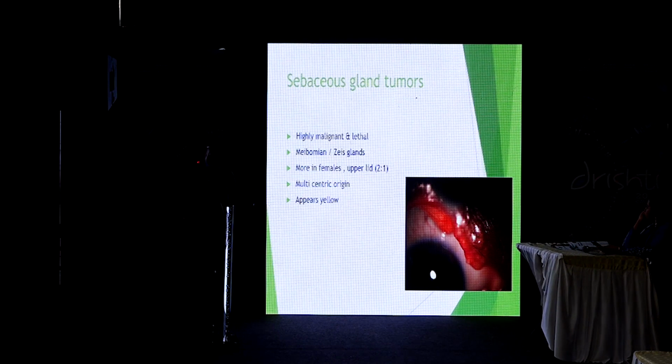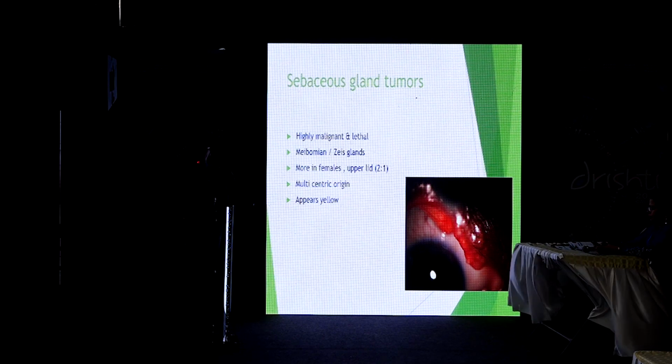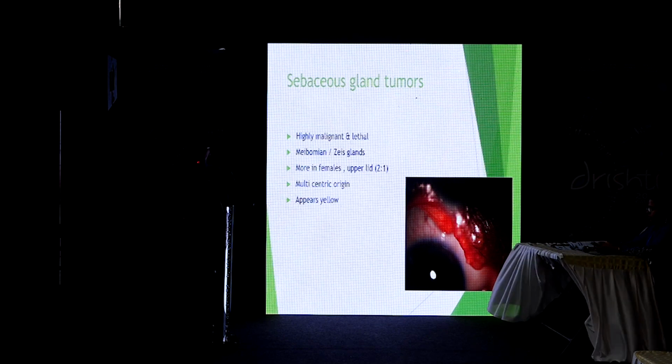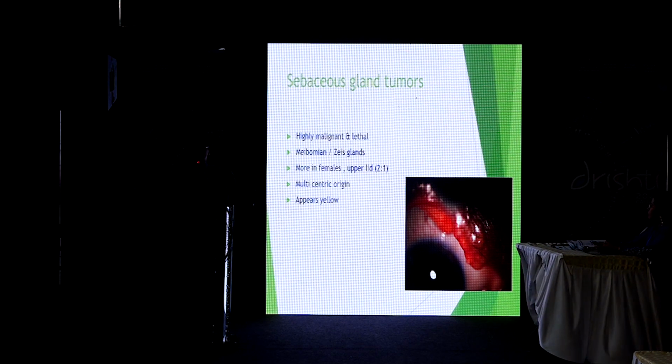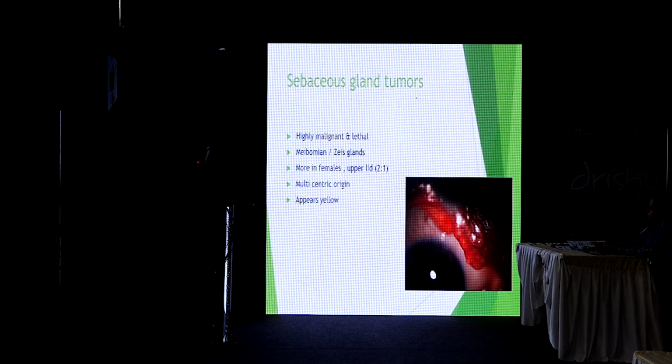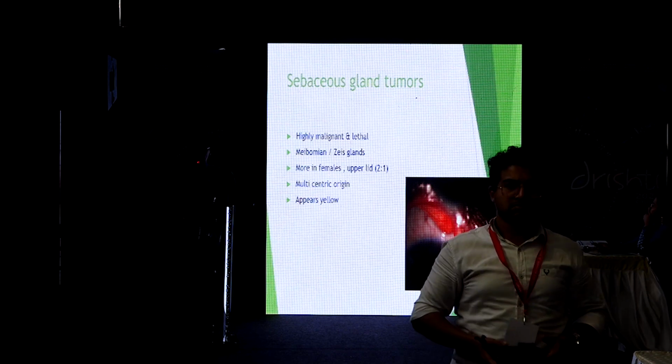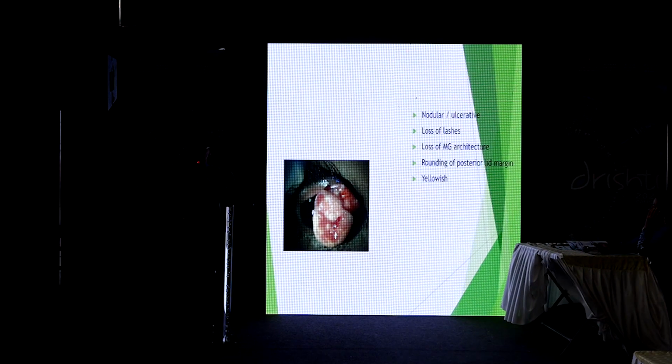Sebaceous gland carcinoma is a highly malignant and lethal tumor. It can arise from meibomian glands, glands of Zeis, or sebaceous glands of caruncle, eyebrow, etc. It is seen more in females and in upper lid. It can have multicentric origin and appears yellow due to lipid deposit.